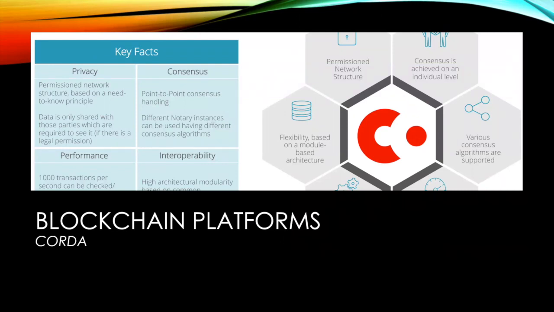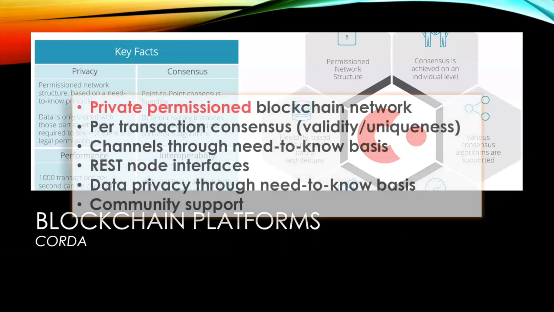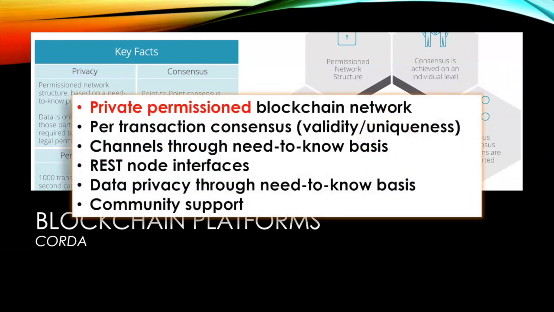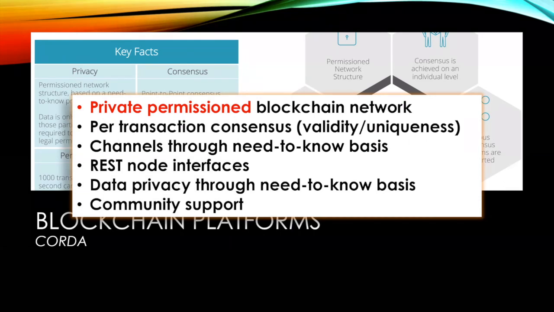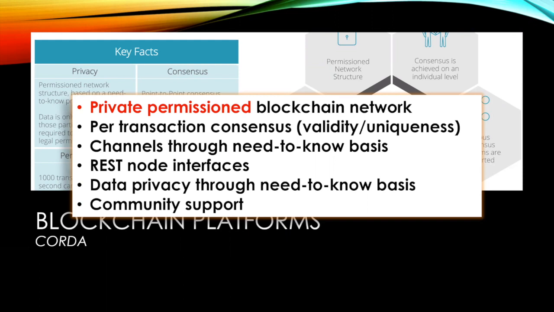Corda is another open source project. It's an interesting one. It uses private permissioned blockchain networks, but it doesn't use a traditional consensus approach. It does what they call per transaction consensus, right? And it focuses on the validity and the uniqueness of the transaction request. And if those two tests pass, then it allows the block to be written to the blockchain.